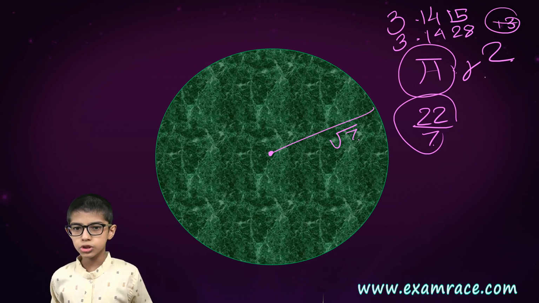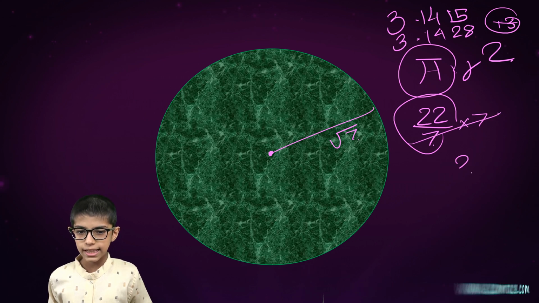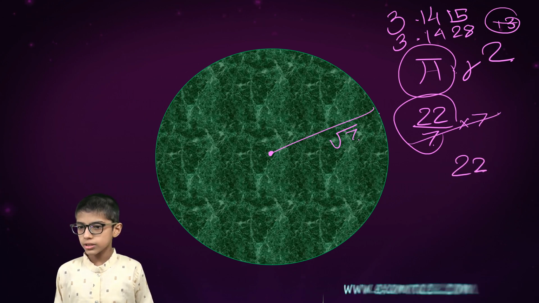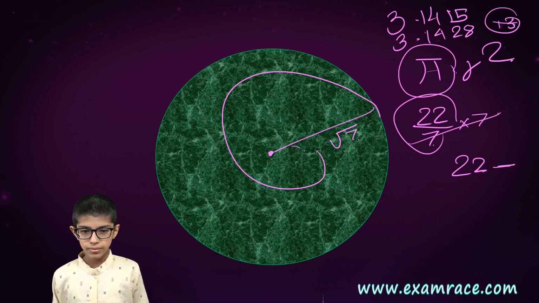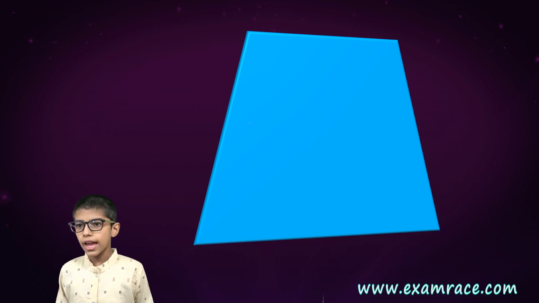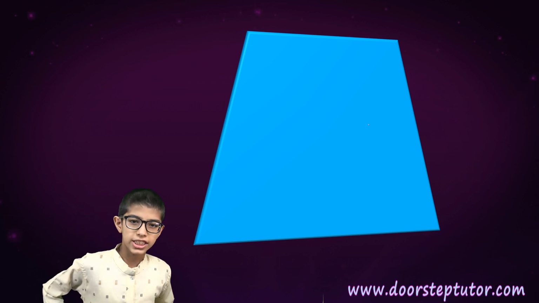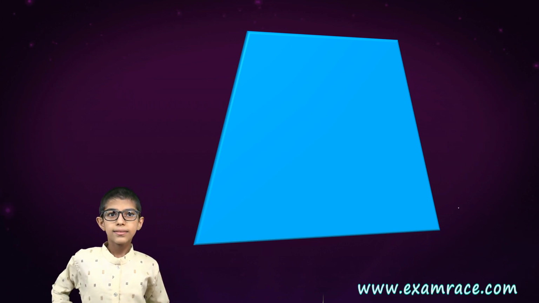Now, root 7 into root 7 gives us 7. So, 7 and 7 cancel, and 22. Therefore, the area would be 22, and then the unit meters or centimeters or kilometers square. Now, here we have a trapezium. In our next class, we will learn about the area of a trapezium also.